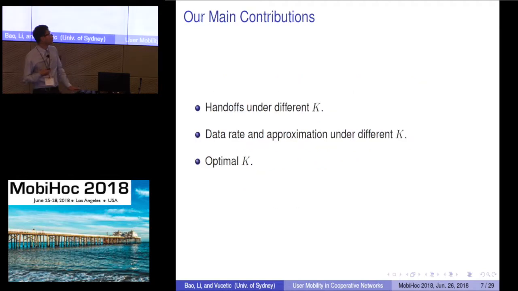In order to do so, we need to characterize the handoffs under different K. We also need to find the data rate, or an approximated data rate, under different K. And then we find the optimal K.